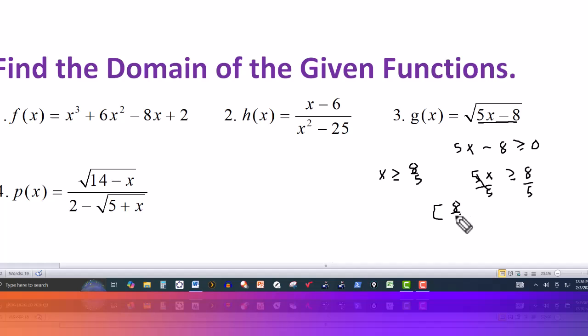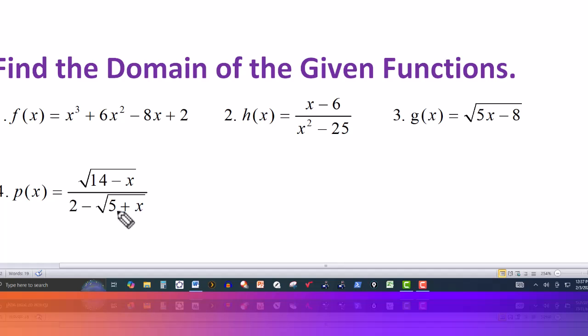Brackets, because the 8/5 is included. You can take the square root of 0, and that's going to be real. At 8/5, I get 8 minus 8, which is 0. So this one can be written in interval notation: brackets, 8/5, comma, infinity.